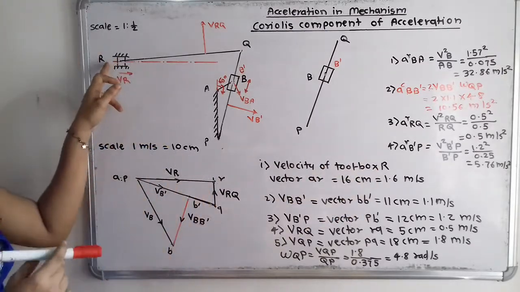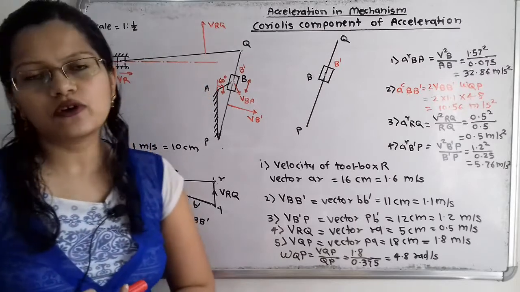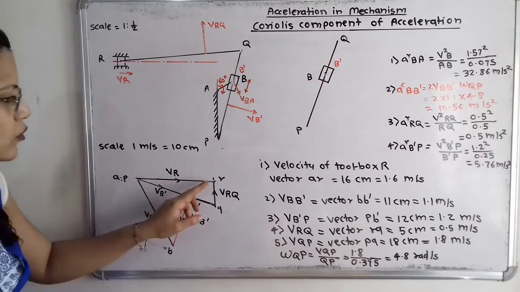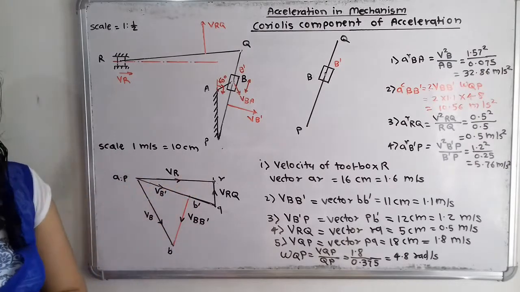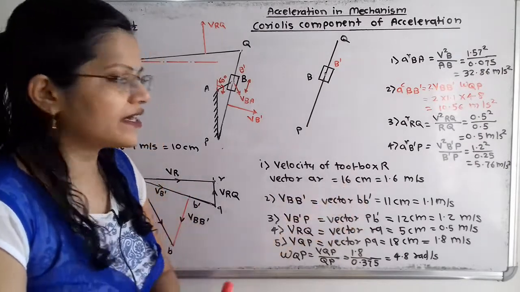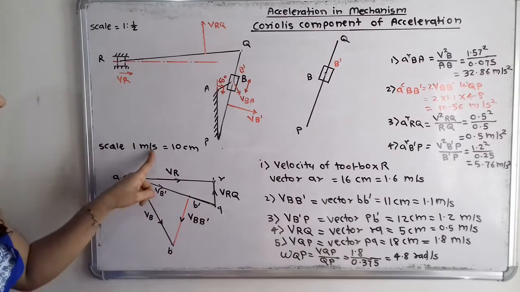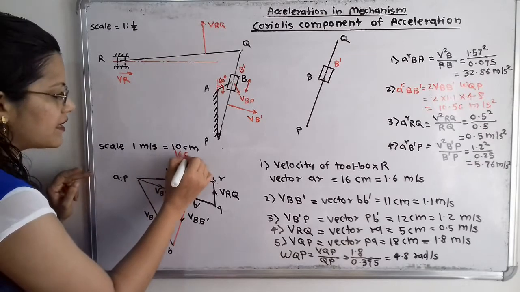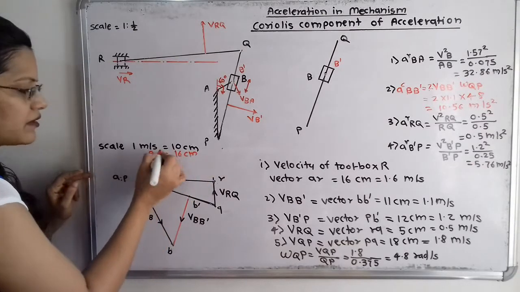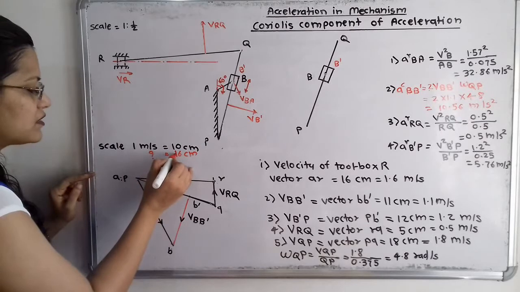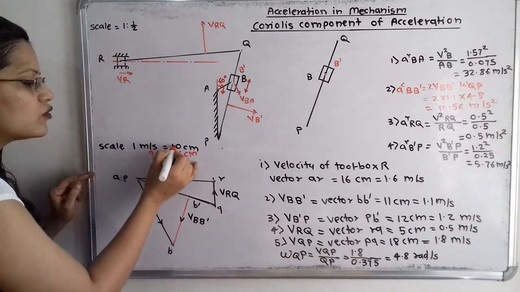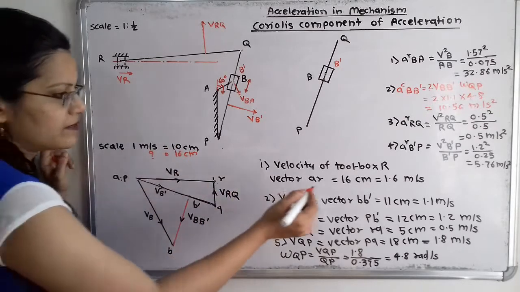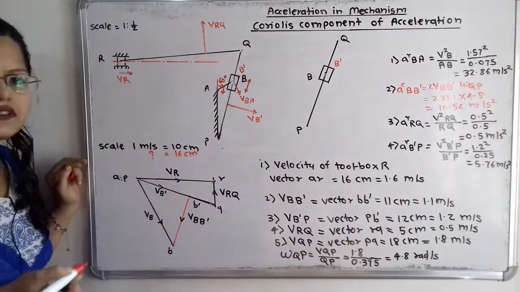So here is the reciprocating motion along a horizontal line. This motion is indicated by the vector A to R. We have to measure the length of this vector, which is equal to 16 centimeter. As per scale, 1 meter per second is equal to 10 centimeter. So when there is 16 centimeter, here is the question mark. We will make cross multiplication, that is 16 into 1 equal to 10 into unknown term x. So x is equal to 16 by 10, which is equal to 1.6 meter per second.